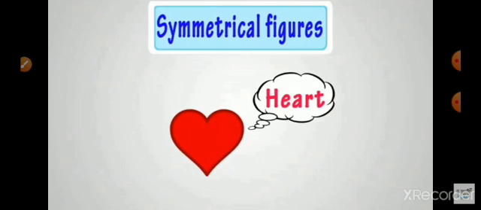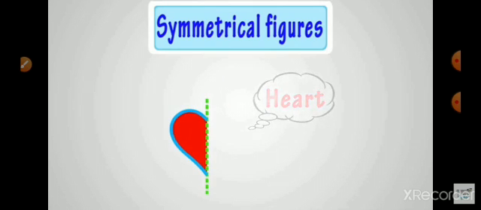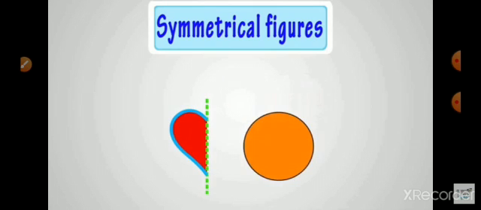Here is the shape of a heart. Can you fold it in two equal parts so that we will get two halves? One half will cover the other half. Let us try. So here we are folding from the green line. We will get two halves. When we put one half on the other, one half covers the other half completely.